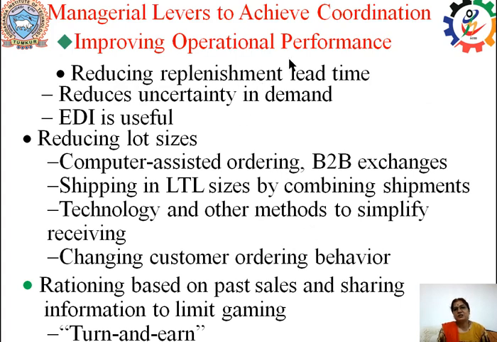Improving operational performance. This is for the operational obstacle. Try to reduce the replenishment lead time. Do this through reducing the lot size, one of the ways, because as the lot size increases, replenishment lead time also increases. It is just like cooking at home: for a small amount, a small amount of time is needed. If more is to be cooked, then more time is needed. So they are directly proportional. Try to reduce the lot size and reduce the uncertainty in demand.